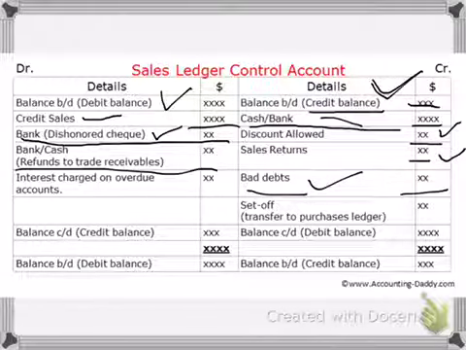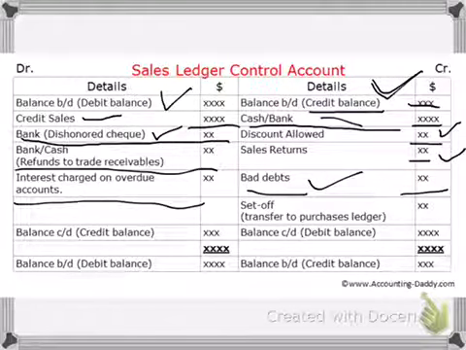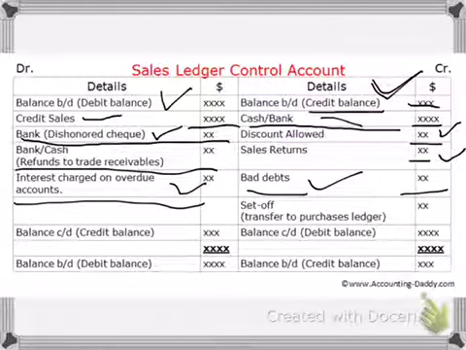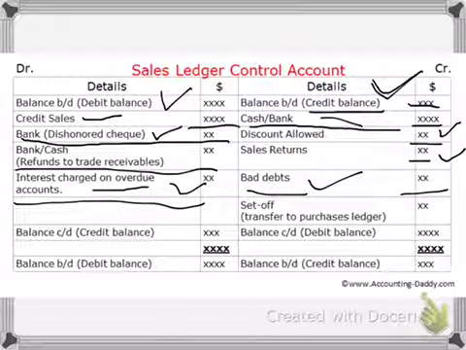Finally, we have interest charged on overdue accounts. So sometimes customers don't pay us on time. So let's say the due date was 29th February, but the customer didn't pay us on time. So what we do is we start charging them interest so that they pay us on time next time. So this is interest charged on overdue accounts. Obviously this is an income for us. So interest income will be recorded on the credit side and the customer's account will be debited.